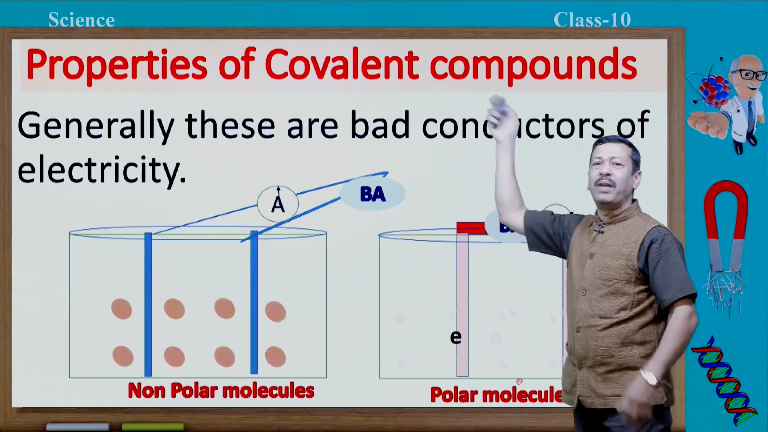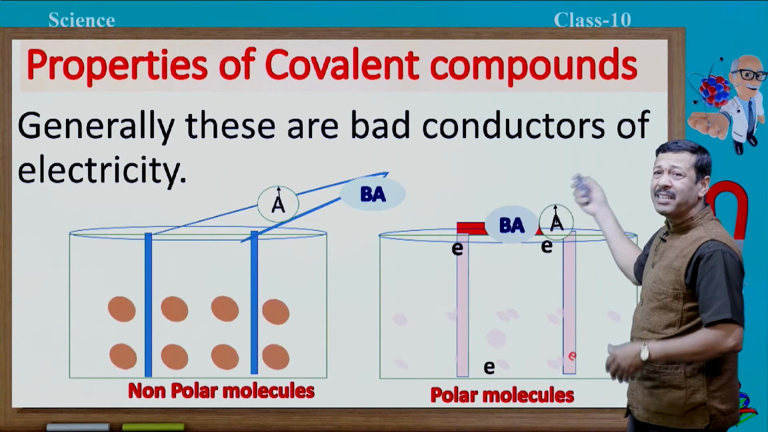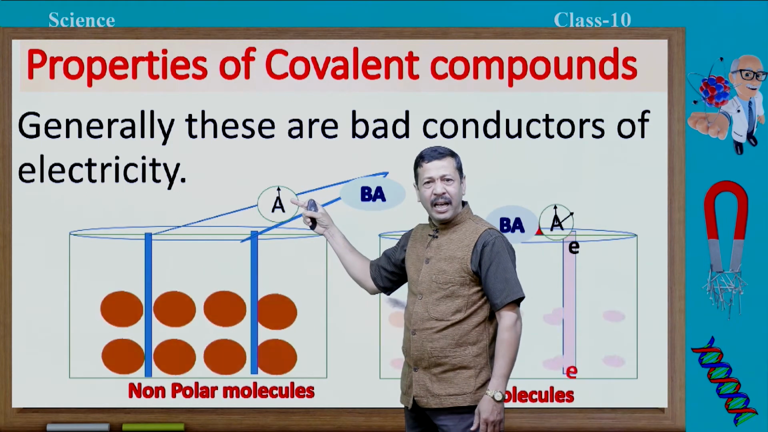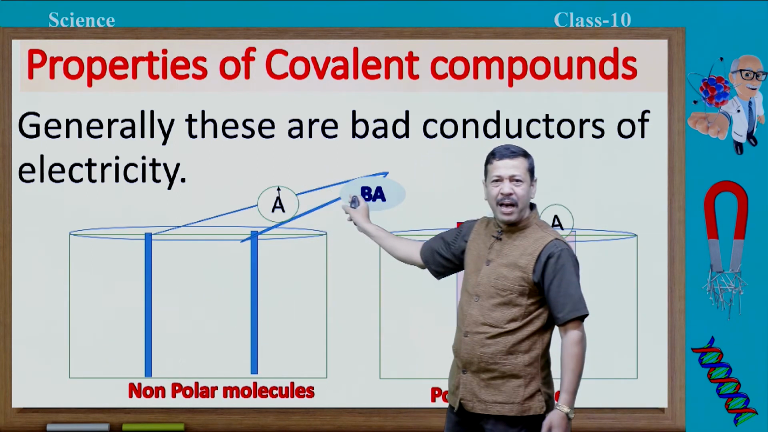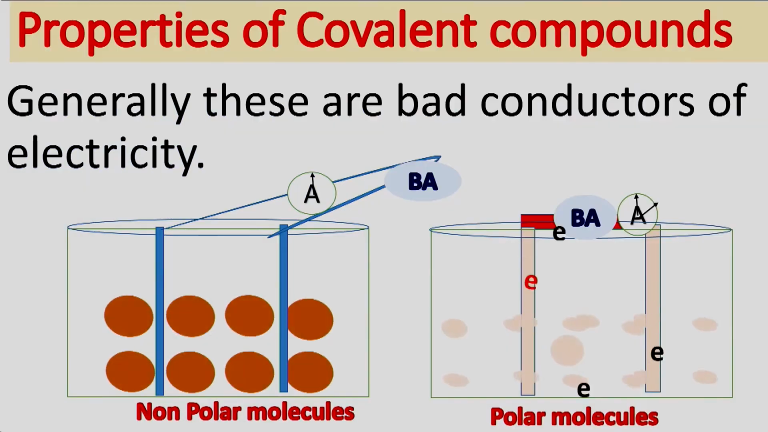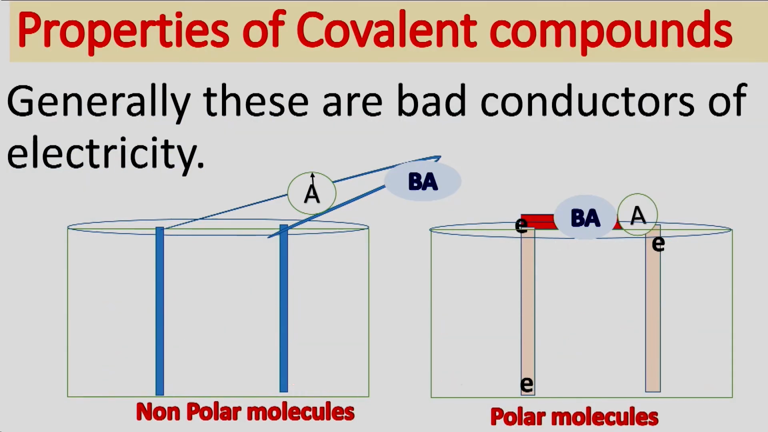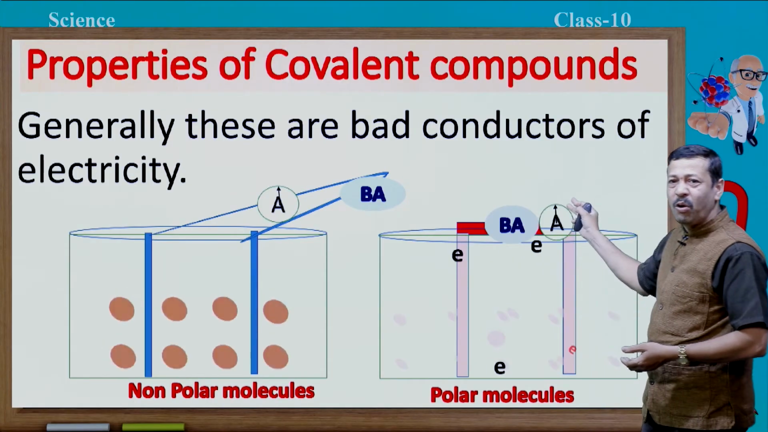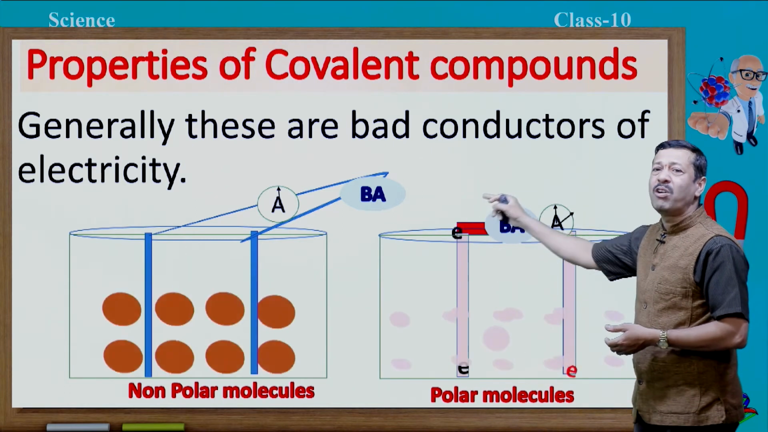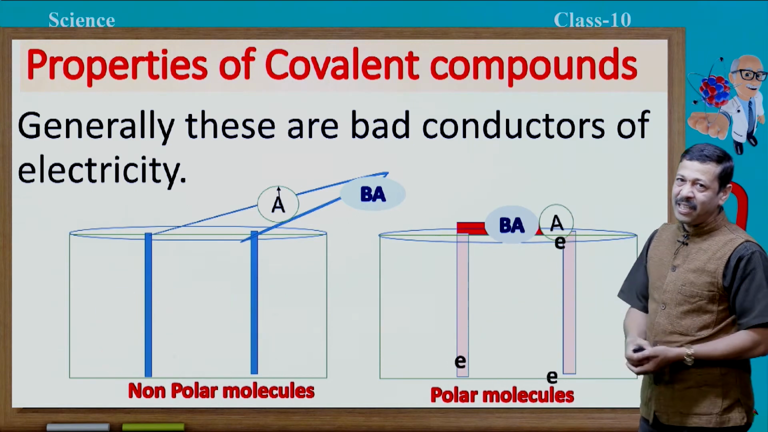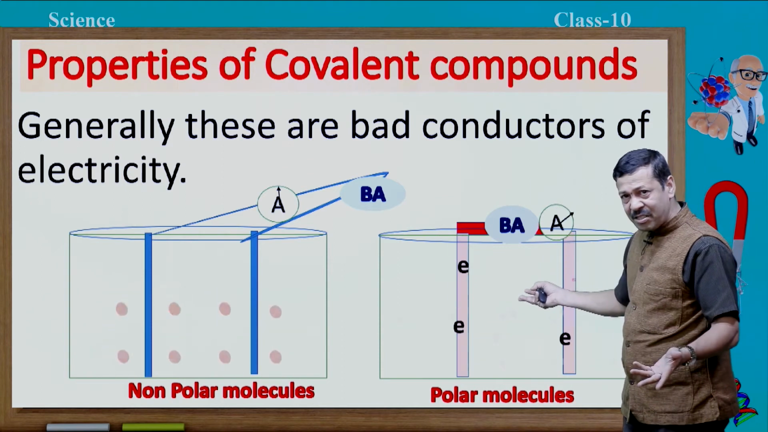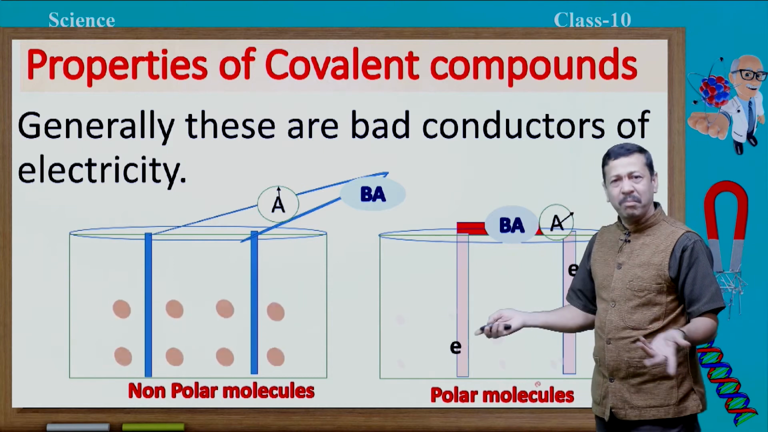The properties of the covalent compounds. Generally, these are bad conductors of electricity. What you are seeing here, observe the ammeter. Any deflection? No. Even though it is connected to the battery, there is no conduction because no ions are formed. Observe, what is there? You are seeing deflection in the ammeter. The ammeter shows deflection, which means current flows. You are even observing the movement of electrons. So that means the molecules which produce ions are conductors of electricity. If not, they are bad conductors.